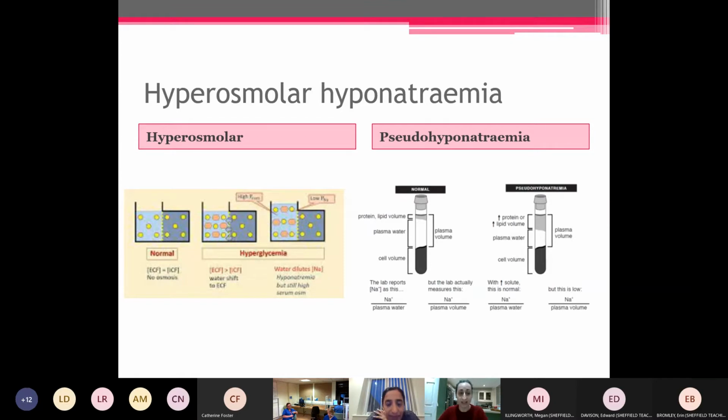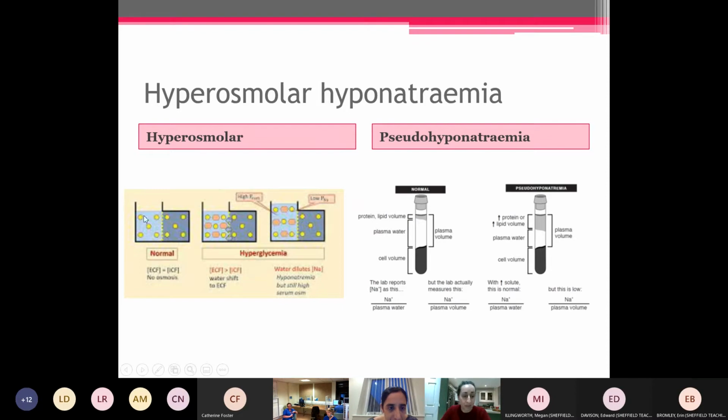So this is just a really quick slide about hyperosmolar hyponatremia. And there's two terms that you'll hear. Hyperosmolar hyponatremia, that occurs with hyperglycemia, so diabetes basically, and it's when it's really high. And essentially, just see the picture. It's really grainy. I couldn't find a really good picture, but this is the best one I could find.